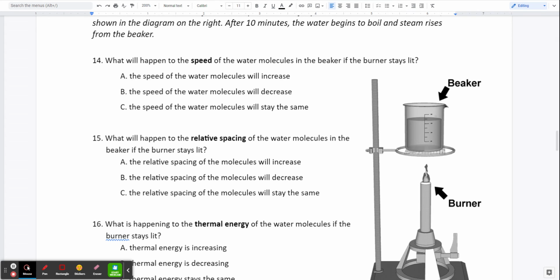For question 14, what will happen to the speed of the water molecules in the beaker if the burner stays lit? So we are looking at the speed of the water molecules as the burner stays lit and the water continues to boil. Will the speed of the molecules increase? Would the speed of the molecules decrease? Or would the speed of the molecules stay the same?